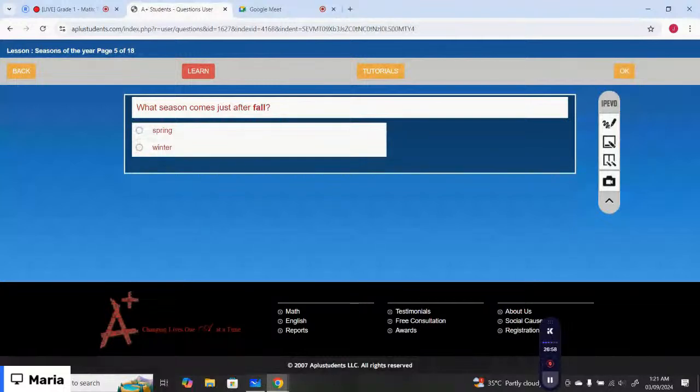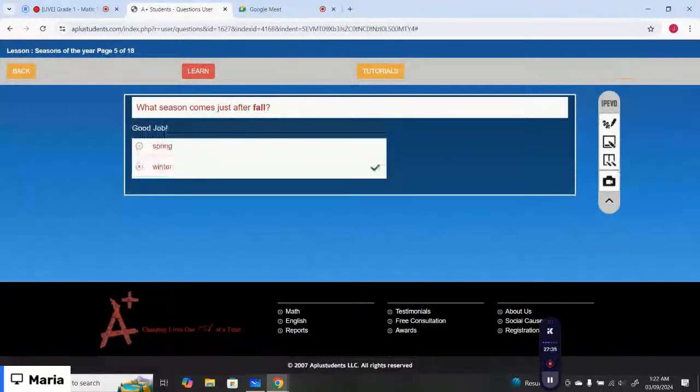What season comes just after fall, which is the correct option? The correct option is after fall it is winter. The correct option is winter. After fall it is winter. Option number two is the correct option, right?